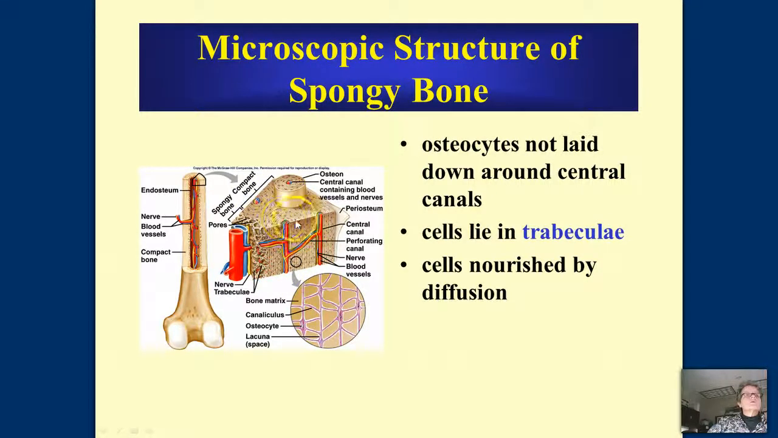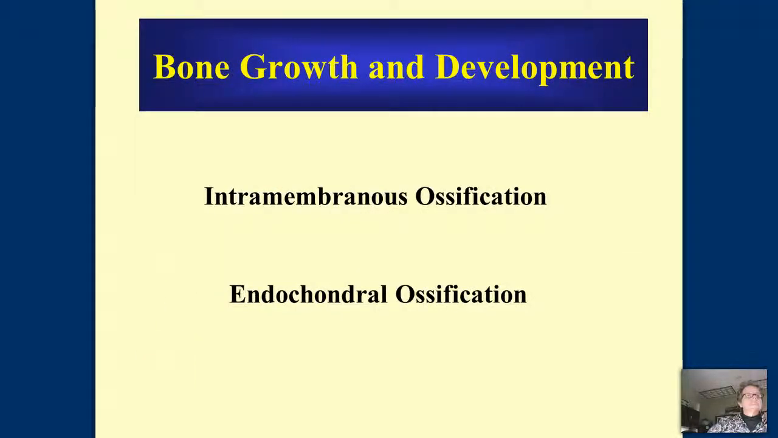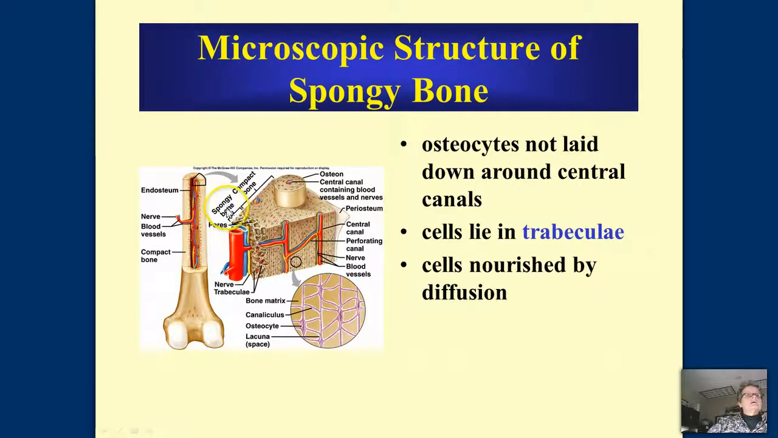Okay, so we have a cross section here. This is a longitudinal section, and this would be a cross section. This would be a longitudinal section. Okay, we're looking at a cross section here. When we look at a cross section of that bone, we can see the osteons. In spongy bone, there are no osteons.